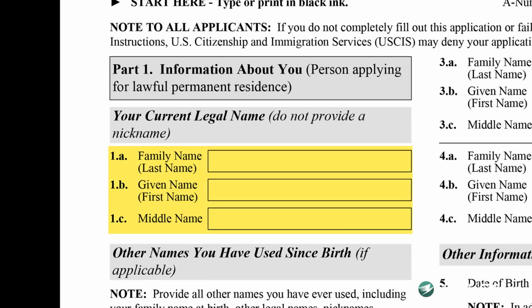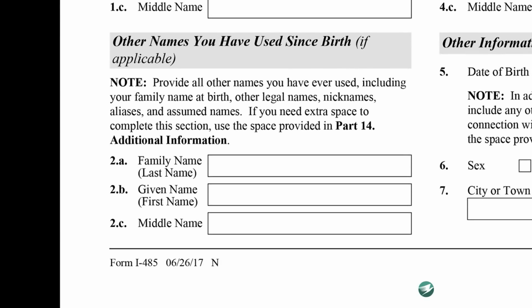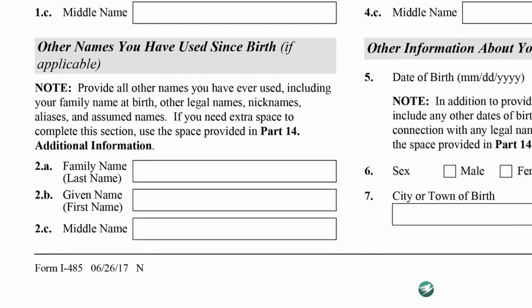Part 1. Question 1A through 1C. This section is just asking for your legal name. Make sure you include your current full legal name. If you have two last names, you should include both of those. 2A through 4C. This section is asking for any other names that you've used in your life. This could include your maiden name, a name with a previous spouse, a family name at birth, any nicknames, or any aliases or assumed names.